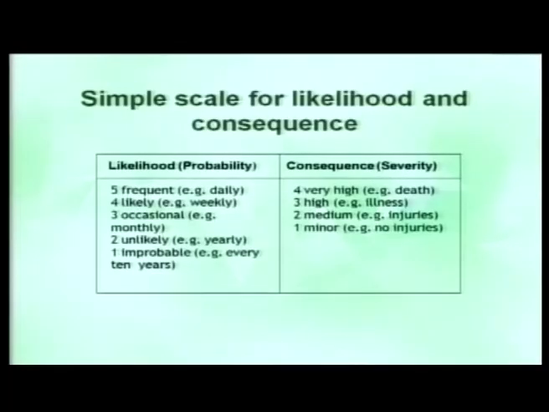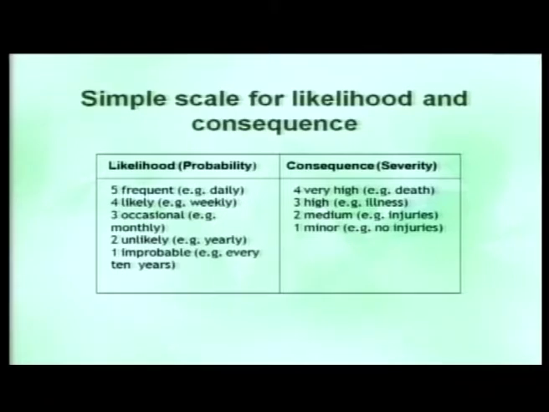Now, in order to do a risk assessment, the best way is to develop a scale. A scale can be anything: 1 to 10, 1 to 5, 1 to 4, 1 to 3. There are different ways of defining a scale. In this example, I am defining a likelihood scale from 1 to 5 and a consequence scale from 1 to 4. 1 means improbable, that is, quite unlikely that this problem will occur or has ever occurred, and 5 means frequent, that is, every day you find, for example, a hair problem or some other problem.